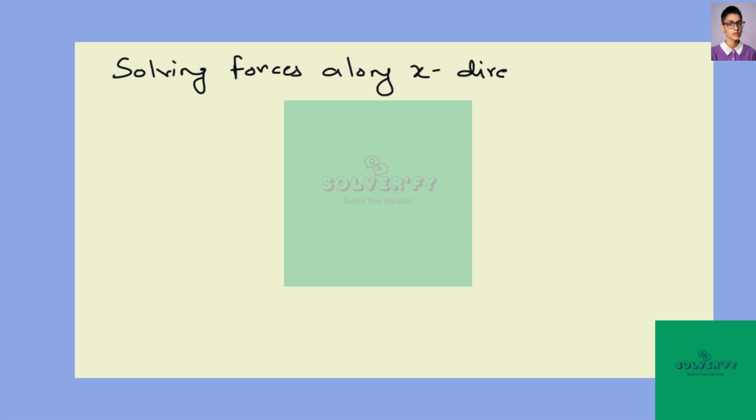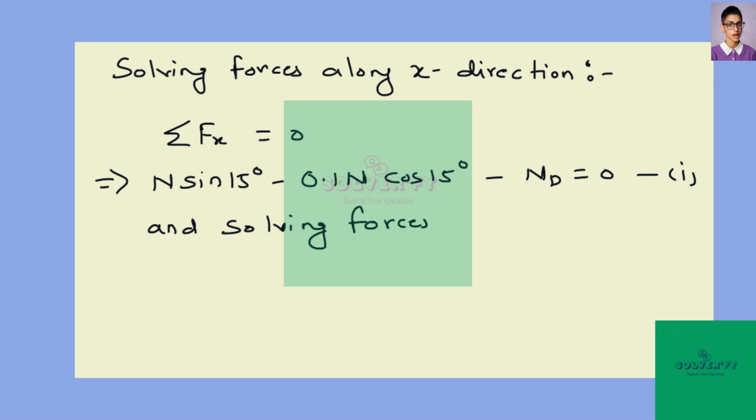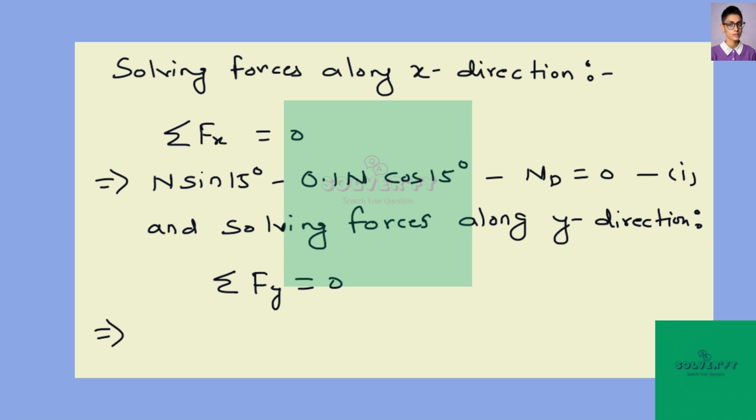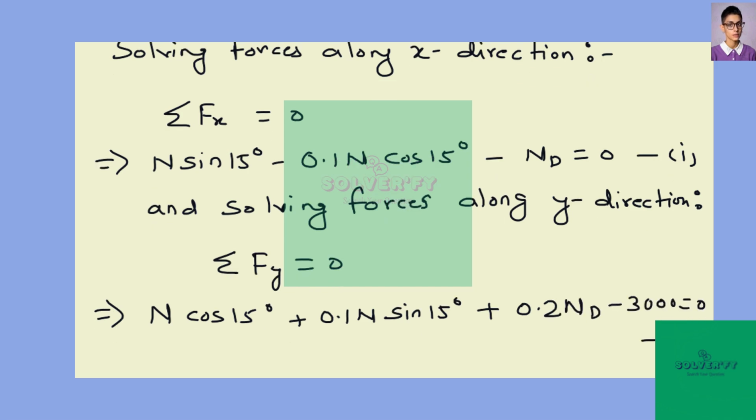Now going further, we will solve this problem by solving forces along the x direction. So solving the forces along the x direction, we can write summation of Fx is equal to 0. So N sin 15 degrees minus 0.1 N cos 15 degrees minus ND is equal to 0. Let it be equation 1. And solving the forces along the y direction, we can write summation of Fy is equal to 0. So we have N cos 15 degrees plus 0.1 N sin 15 degrees plus 0.2 ND minus 3000 is equal to 0. Let it be equation 2.